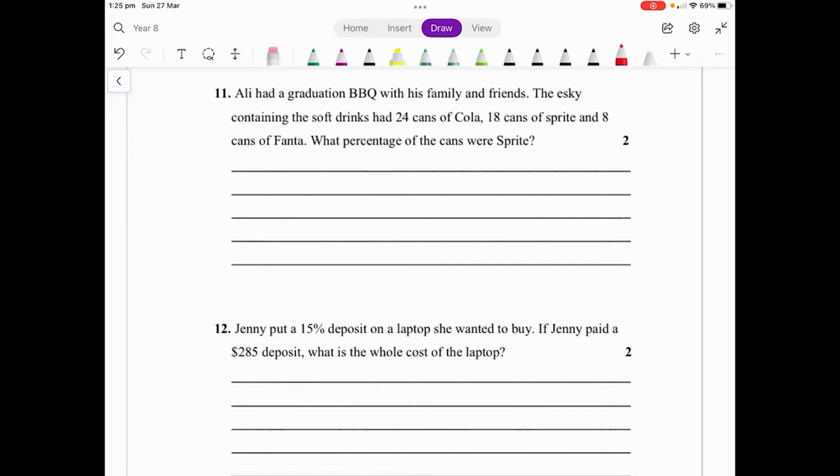Question 11 says there are 3 different types of soft drink, 24 cans of cola, 18 cans of Sprite, and 8 cans of Fanta. What percentage of the cans was Sprite? Firstly, we need to work out how many cans there are in total. So we do 24 plus 18 plus 8, and that gives us 50. Now we can do the percentage of Sprite, which is 18 cans of Sprite over the total. So 18 over 50, that's a fraction. So we multiply by 100, and that gives us 36%.